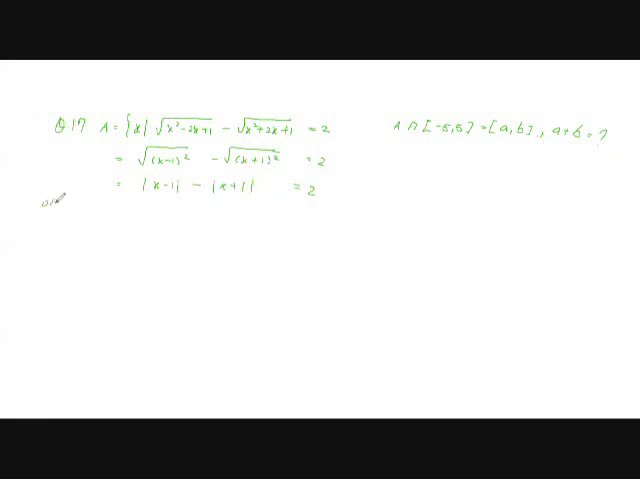Then, by the way, we know the whole thing x squared minus 2x plus 1 should be greater than or equal to 0, right? But in this case, it cannot be 0, because 0 minus 0 is not equal to 2, so we will apply only greater than 0. So we can write this down: x squared minus 2x plus 1 greater than 0, and also x squared plus 2x plus 1 greater than 0.